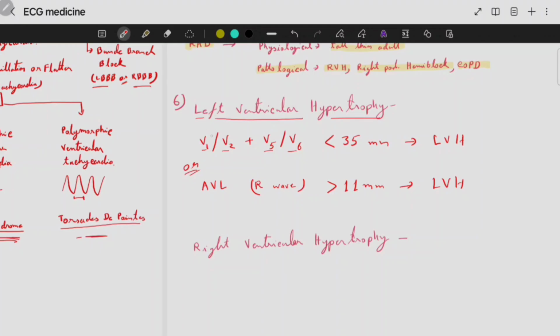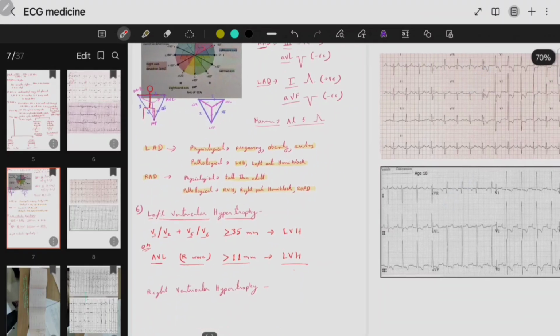If V1 or V2 plus V5 or V6 is greater than or equal to 35 mm, then we call it left ventricular hypertrophy. Or another method: if the aVL is greater than 11 mm, then we also call it left ventricular hypertrophy. Okay, so now see in the ECG.